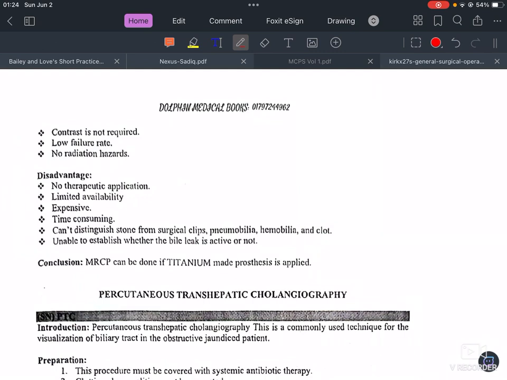Conclusion: MRCP can be done if titanium prosthesis is applied, so we should keep this in our mind.